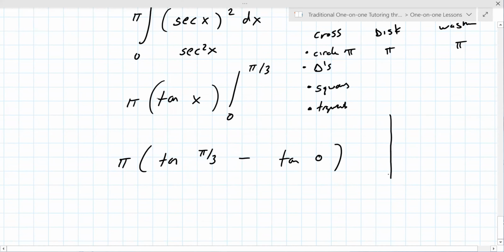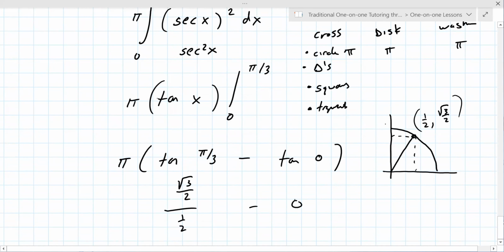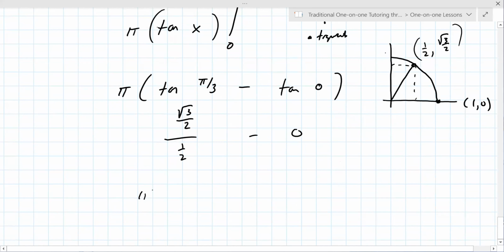So you have to evaluate the two endpoints. Again, kind of a unit circle problem here. Where's pi over 3? It's the one up here. You can see that the x is halfway, so it's 1/2. The y is closer to the 1, and tangent is y over x, square root of 3 over 2 over 1/2. Tangent of 0 is 0 over 1. So it ends up being pi square root of 3 as your final on that one.